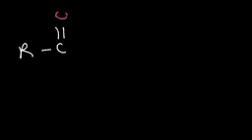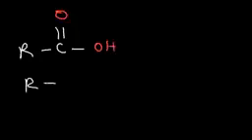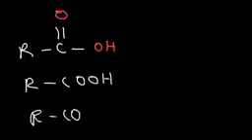In this video, we're going to focus on naming carboxylic acids. So the basic functional group of a carboxylic acid looks like this. It has a carbonyl group and also a hydroxyl group. So this is your typical carboxylic acid. Sometimes you might see it written this way or even this way. So let's work on some examples.